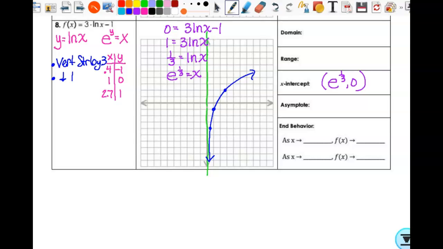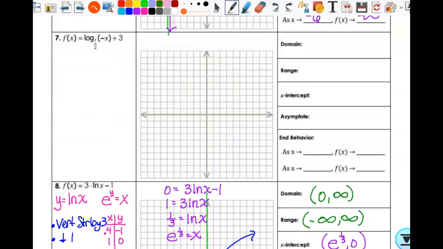All right, so I'm going to finish up number 8, and then I will go back up there and do number 7. So my domain starts at 0, so we're going from 0 to infinity. My range is still negative infinity to infinity. I have a vertical asymptote at x equals 0. As I move to the right, x approaches infinity and f of x approaches infinity. As I move to the left, x is approaching 0 from the right-hand side, and f of x is approaching negative infinity. All right, so let's go up and do number 7.